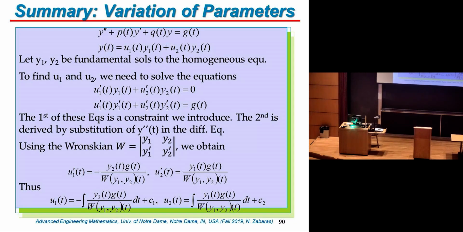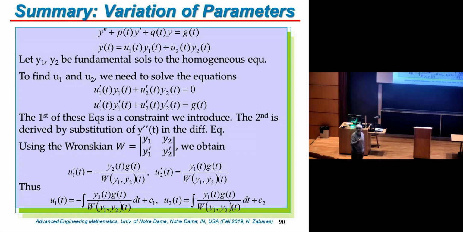If you have two solutions, y1 and y2, of the homogeneous problem, a general solution will be given by this nice formula. But you have now two unknown functions to compute. So you need to derive two differential equations. Here is the way you're going to do it. If you take the derivative of y prime, you are going to get 4 terms. And one of those terms is going to be u1 prime y1 plus u2 prime y2. You agree with me?